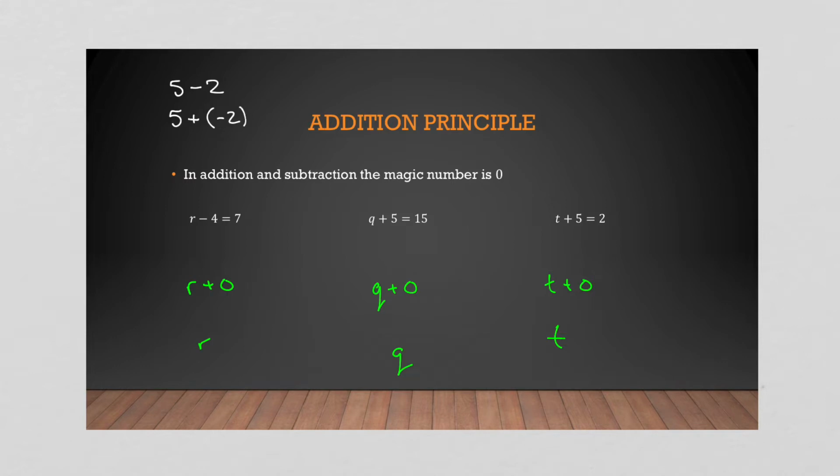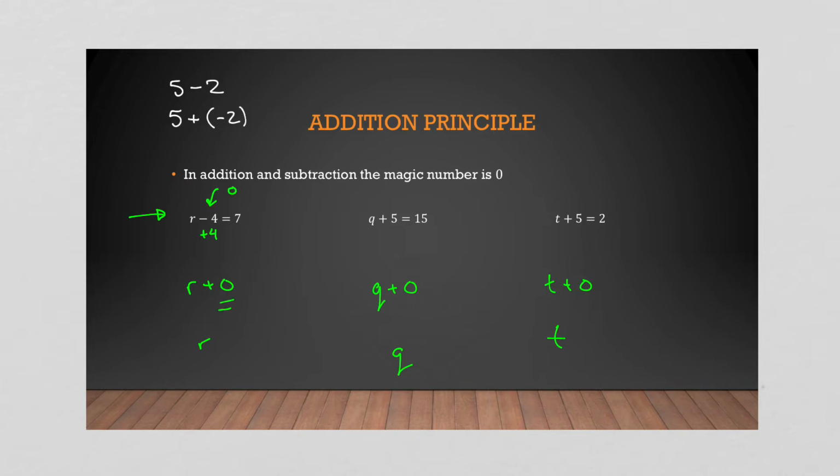So look at what is being done to the variable. In this case right here, I am subtracting 4. So how do I get 4 negative? Remember, the sign in front of a number belongs to the number. So how do I get that to 0? Well, I'm going to add 4, because what's negative 4 plus 4?